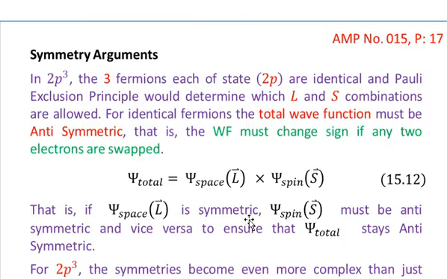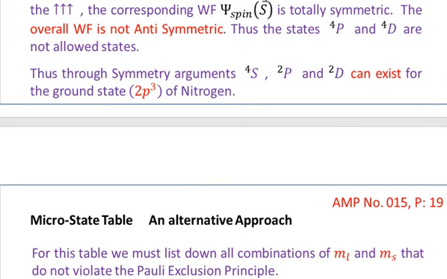So when the wave functions are known, you can plug in the values by yourself, and you can explicitly determine whether these functions are symmetric or not, and what the behavior of the total wave function is. If psi total is antisymmetric, then of course the state with the value of capital L and capital S is an allowed state. Otherwise, the states will not be allowed if psi total is not antisymmetric. So for the ground state of nitrogen, we have found 4S, 2P and 2D are the allowed states.